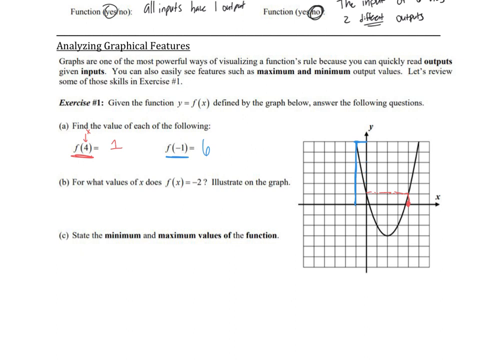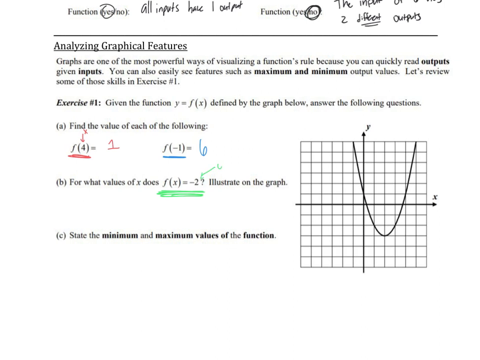For B, it says for what value of x does f of x equal -2? So let me go ahead and erase this so I have a clear graph right here. I want to look at for what value of x does f of x equal -2? That means that -2 is my y value. So I want to look at my y value of -2. So I'm going to draw a line there. That's right here. So that actually happens twice. It happens right here. It also happens right here. That's kind of where it crosses through the graph.